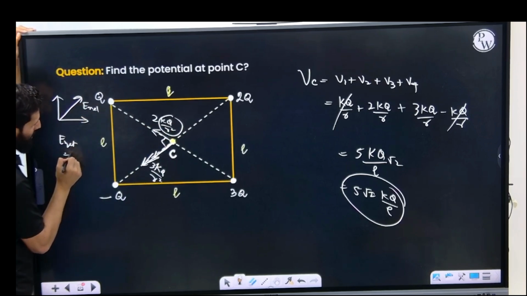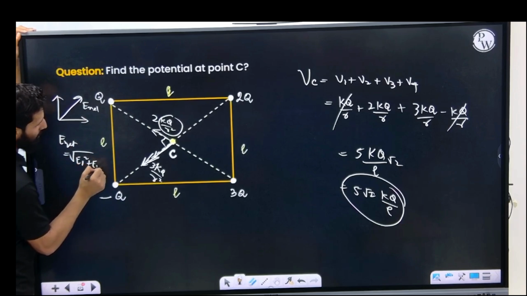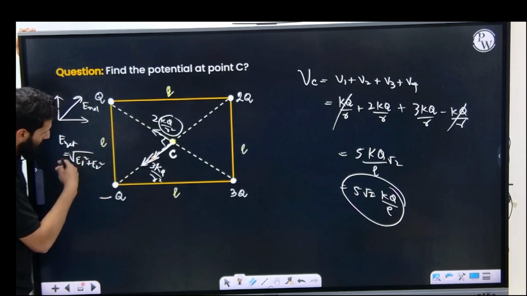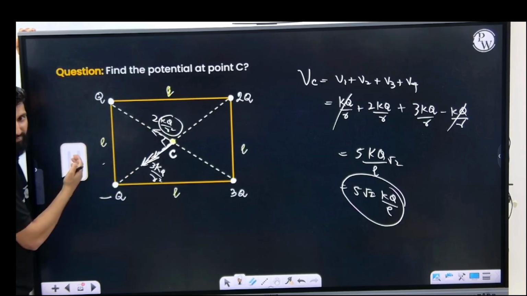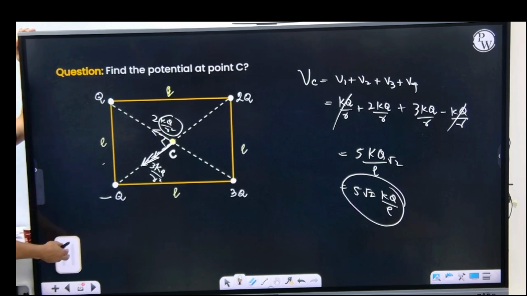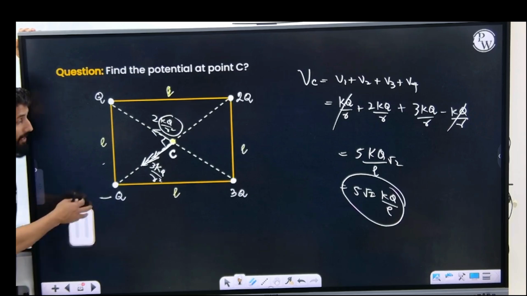E net will be under root of E1 square plus E2 square. Can you do it now? Put E1, put E2, get whatever answer you want. You will get Kq by r square times root 13. Try it at home. Will you try? Here we had to worry about direction because it was electric field.